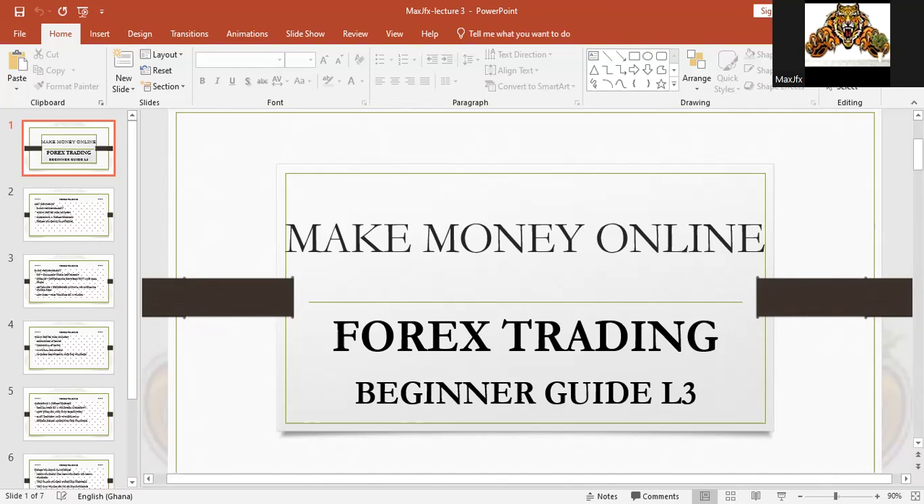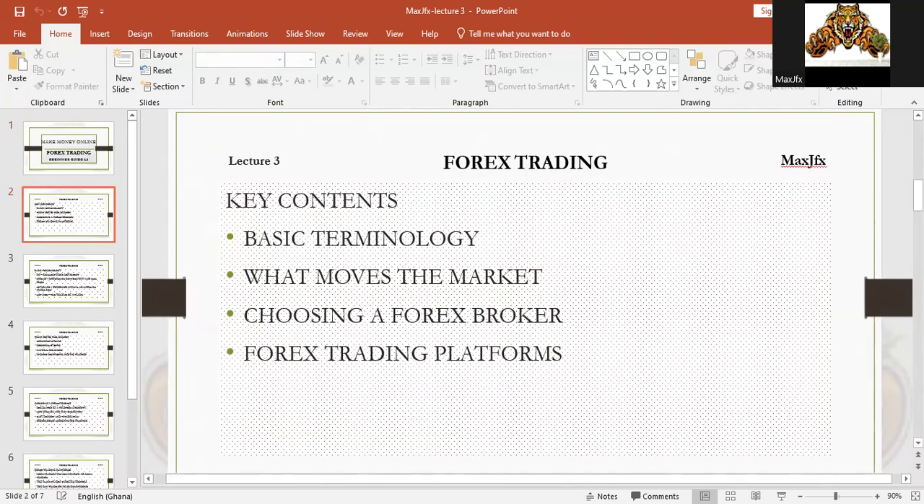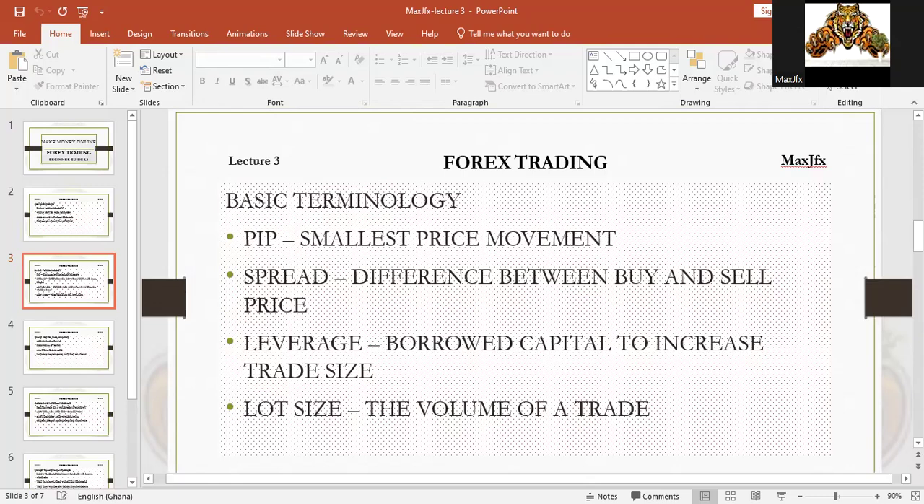All right. So in this lecture, we're going to consider some basic terminologies, what moves the market, and also choosing a forex broker and forex trading platforms. So we'll start by considering the basic terminology. Okay, so we have a pip. A pip in forex trading means the smallest price movement.